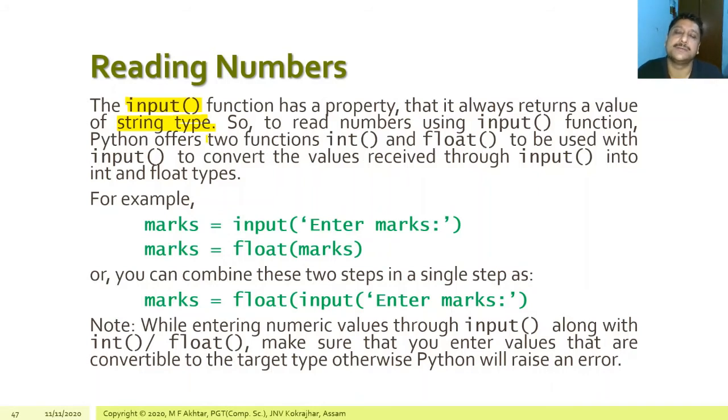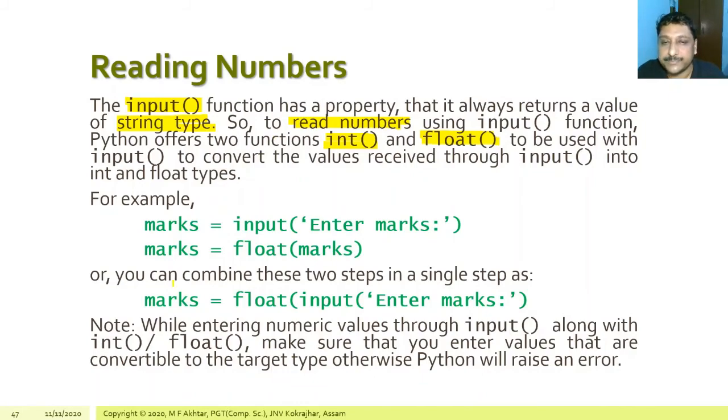So now, to read numbers, what do we have to do? We have to use some inbuilt functions, that is the int function and the float function. We use the int function to read integer type numbers. To read floating point numbers, real numbers having decimal places, we have to use the float function. Then the input function will convert the read string into integer and floating numbers.